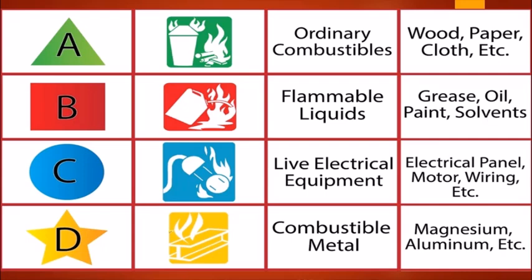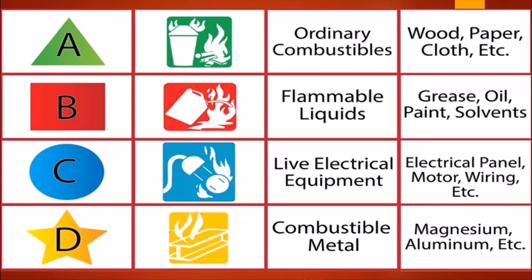Next is the class B fire. That is because of liquid substances. So when liquid substances catch fire, this is called a class B fire. Now this fire is caused by flammable liquids. There are many flammable liquids, like petrol, oil, various solvents, cooking oil, paints, etc. All of these are flammable liquids and they can easily catch fire. Now how can you extinguish these fires? They can be extinguished by fire extinguishers.